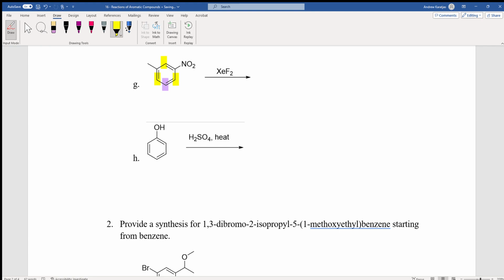Now, whenever we have a situation like this where there's competition, the reaction is likely to be determined by the more reactive of the two groups. The nitro group is a much more strongly electron withdrawing group, and that's likely to have a bigger effect than the methyl is. So it's more likely that we would get the substitution, with xenon difluoride, our conditions for fluorination, at the position that's influenced by the nitro group.